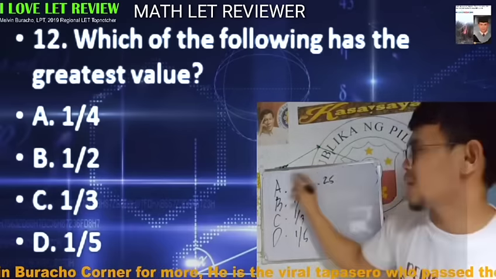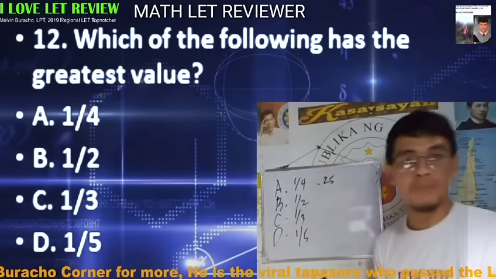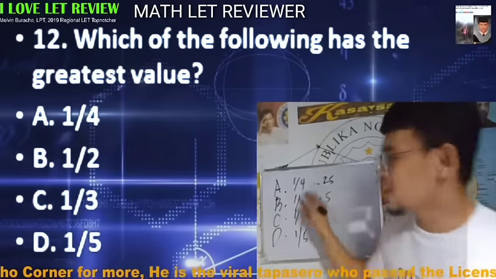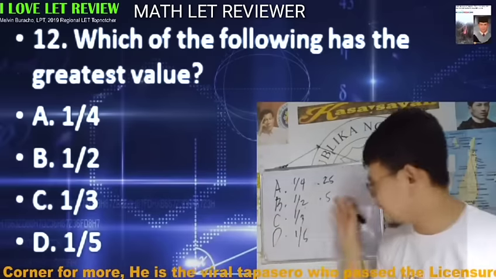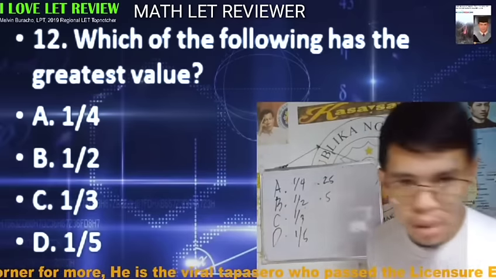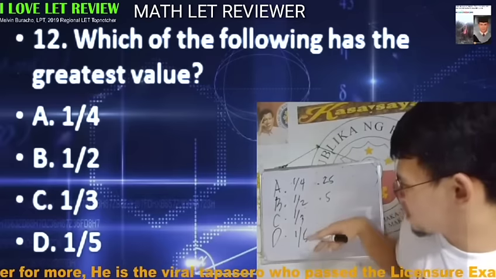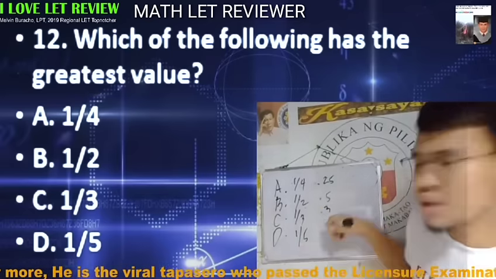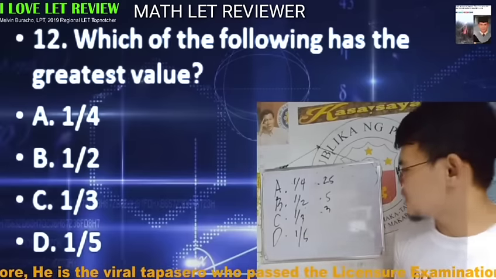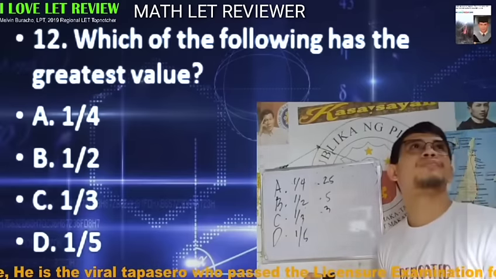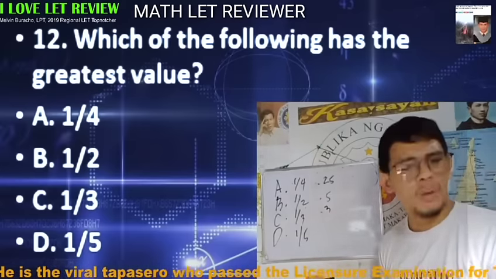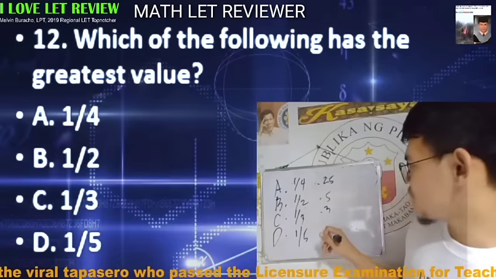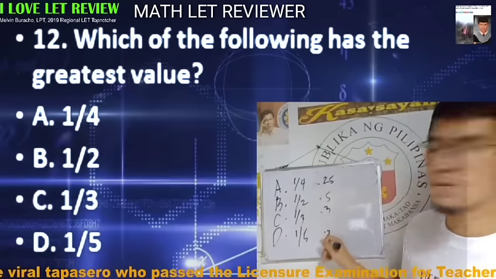Tama? Because 1/4 is 0.25 of the whole. 1/2 is, of course, 0.5. Because 1/2 of 1 is 0.5. 1/3, oh, eto yun. Mahirap po ito, no? 1/3. This is 0.3. Tama po ba? 0.33. And, of course, when you say 1/5, this is how much? 1 divide 5. 1 divide 5, that is 0.2. Tama po ba? Tama? 0.2.